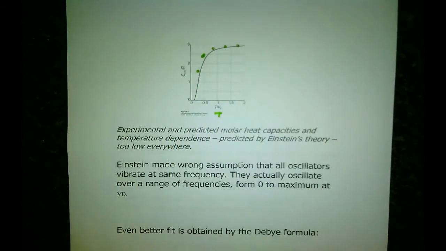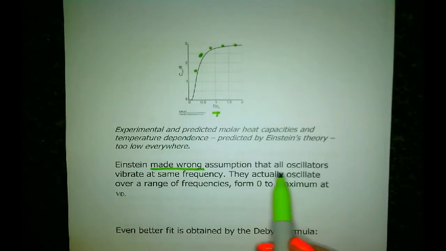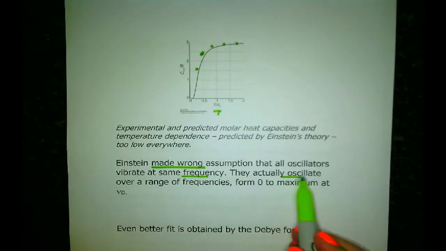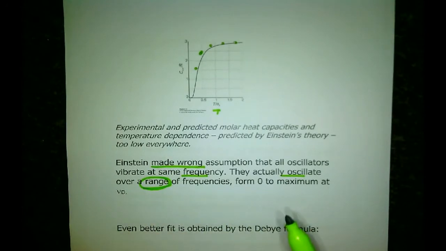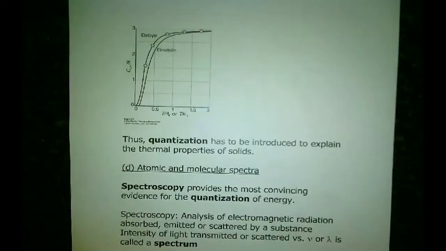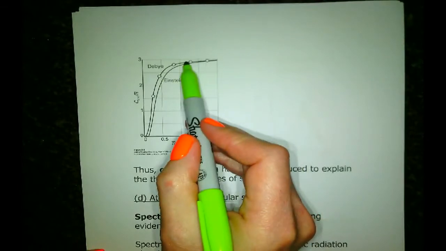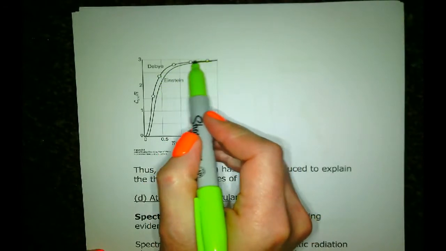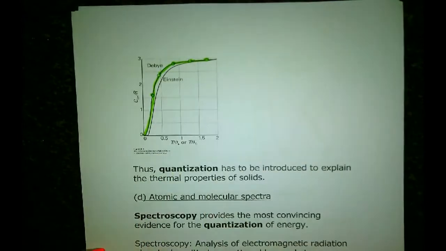So it works fairly well, but you won't believe this, but actually Einstein made the wrong assumption by assuming that all oscillators have the same frequency. They actually oscillate over a range of frequencies. So all the atoms in the monatomic solid might not have the same frequency. If that assumption is made, you get a much better fit, and that assumption was made by Debye, which gives that solid line which lies exactly on the experimental data points.